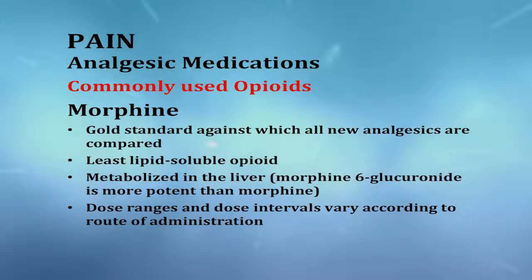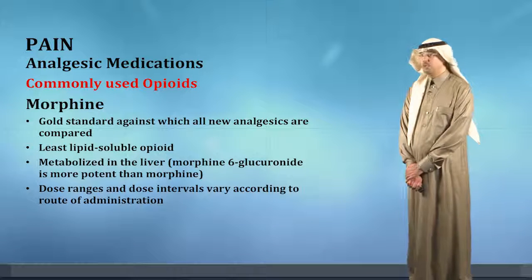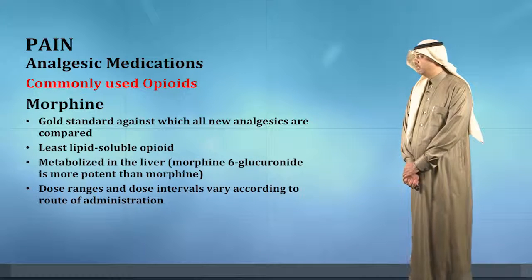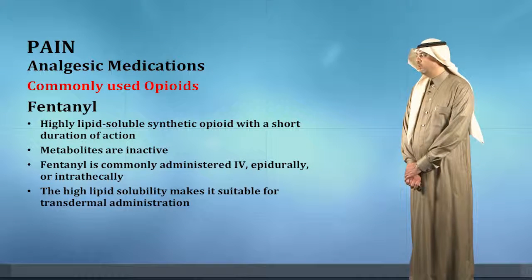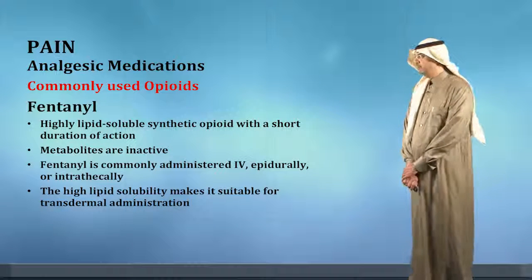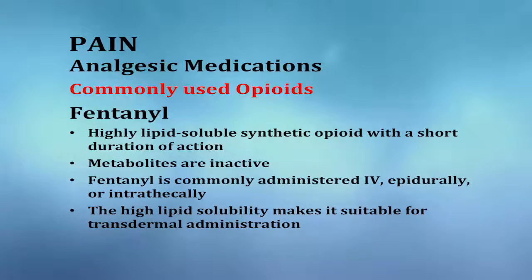What are the common opioids that we utilize nowadays? Morphine is the gold standard against which all new analgesics are compared. It is the least lipid-soluble opioid, and it is mainly metabolized in the liver, and the dose ranges and dose intervals vary according to the route of administration. Fentanyl is the second most commonly used opioid. It has a high lipid solubility with a short duration of action. Its metabolites are inactive, and fentanyl is commonly administered intravenously, epidurally, or intrathecally. The high lipid solubility makes it suitable for transdermal administration as well.